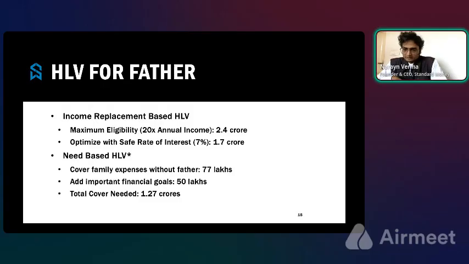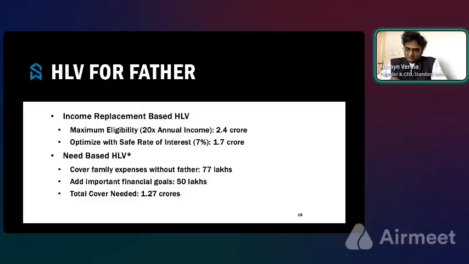And if we can invest the money at 7% per annum, and we need to draw 12 lakh rupees out of this corpus, we can get it to almost 1.7 crores. If we get 1.7 crores tomorrow, we can deposit this and we can replace the father's income to the family of 12 lakh rupees per annum.